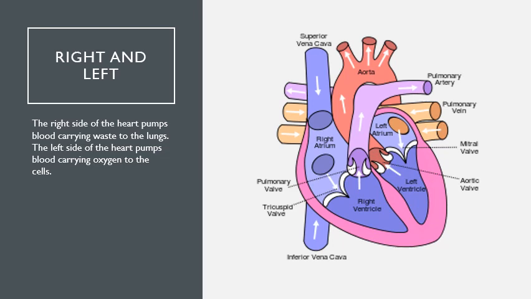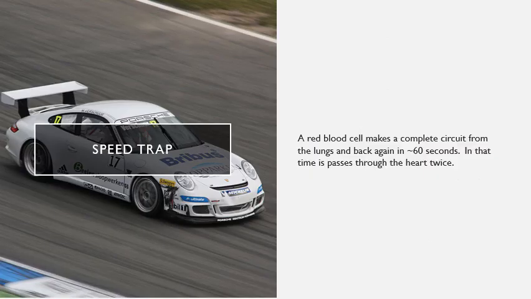The right side of the heart pumps blood carrying waste to the lungs. The left side of the heart pumps blood to the cells. Now, right and left in the heart are kind of tricky because of doctors. You would think when you're looking at the heart, this is the left side, and this is the right side, right? But no, that's not the way hearts are labeled. Because doctors don't think my heart, doctors think your heart. So when they're looking at the heart, they say, oh, that's the left side, which is actually your right. It's like stage left and stage right.